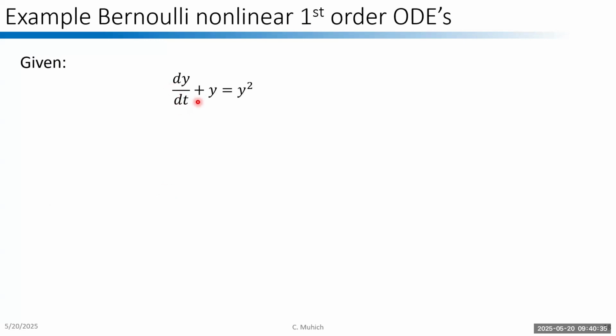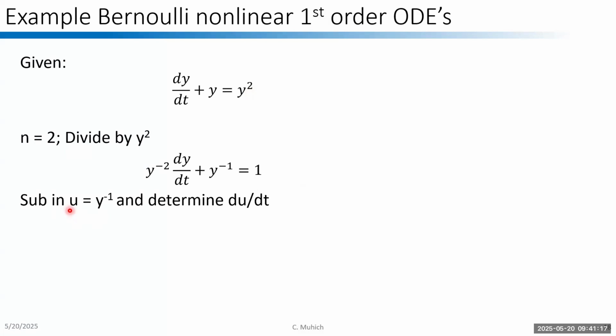Here I have dy/dt plus y equals y squared. I have a linear term in y, and then on the right-hand side I have an equation that has only a single y to this exponent. This exponent is 2, so my n is 2. Therefore, I need to divide through this equation by y to the n, or y squared in this case. And this will give me y to the minus 2 dy/dt plus y to the minus 1 equals 1.